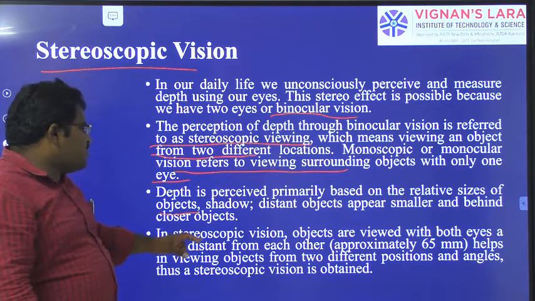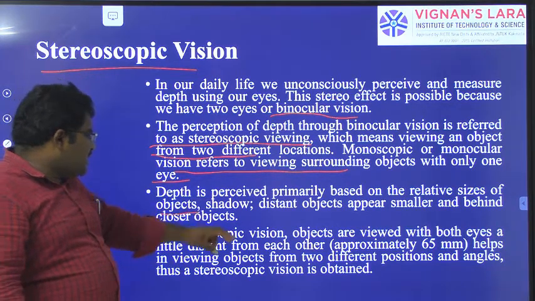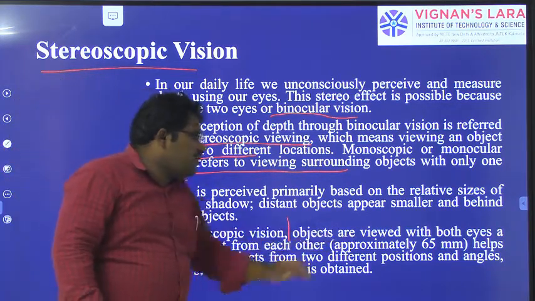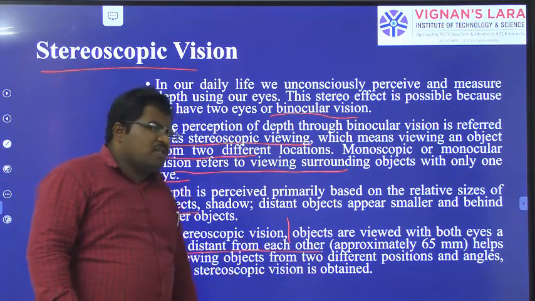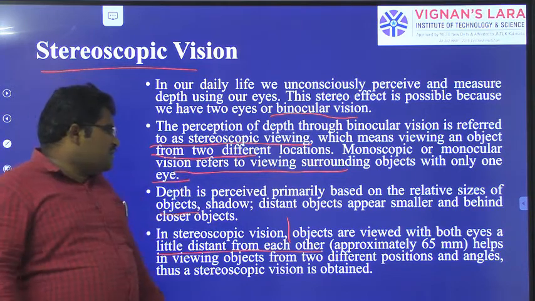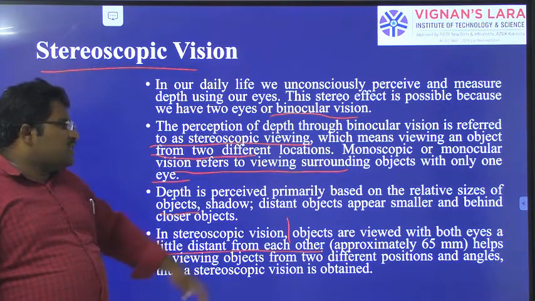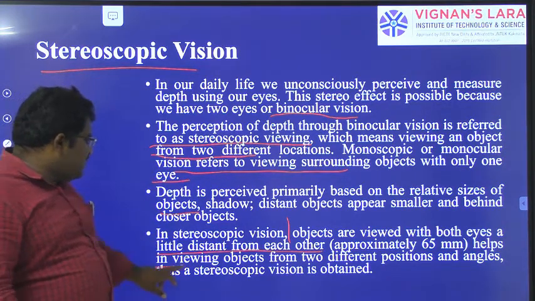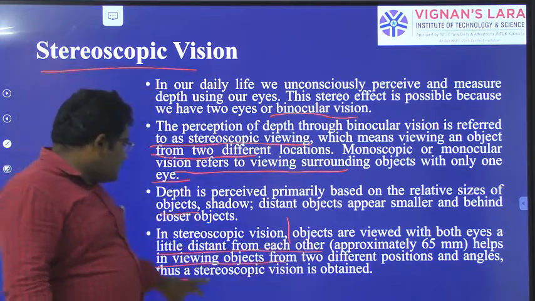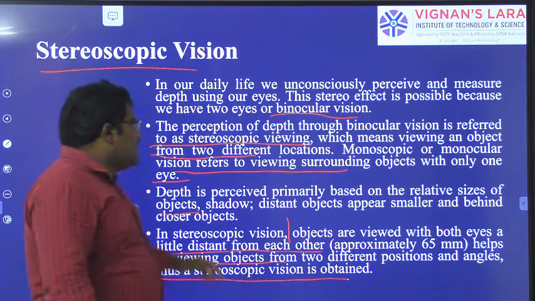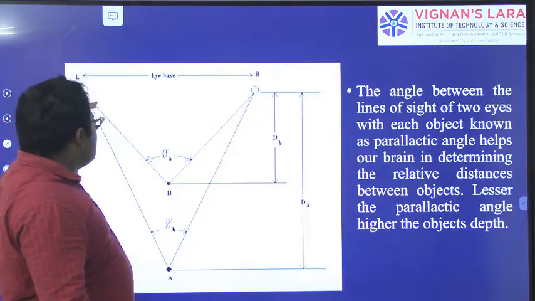Okay. So stereoscopic vision. In the stereoscopic vision, objects are viewed with both eyes at a little distance from each other, approximately 65 mm. It helps in viewing the objects from two different positions and angles. Thus, stereoscopic vision is obtained.